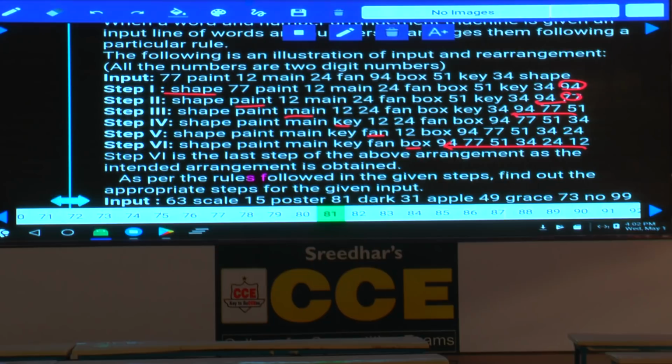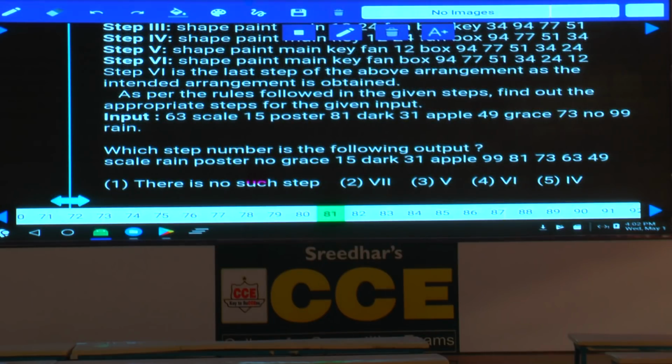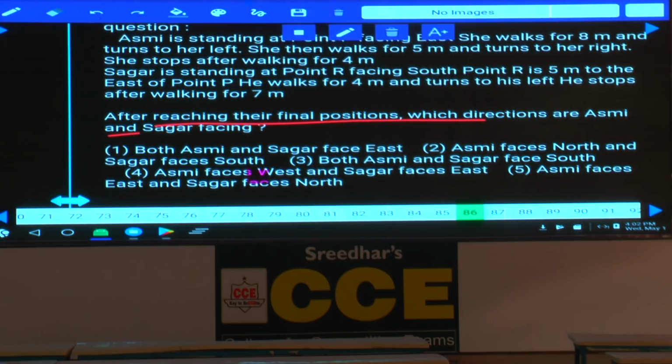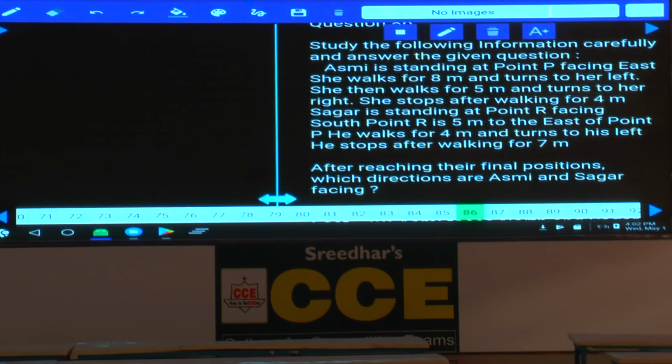Now this is how these 5 questions are based on this single input. All the questions are based on a single input, and you have to work out the entire procedure. And this is about question numbers 81 to 85. Then 86, now 86 and 87, these two are based on direction sense.